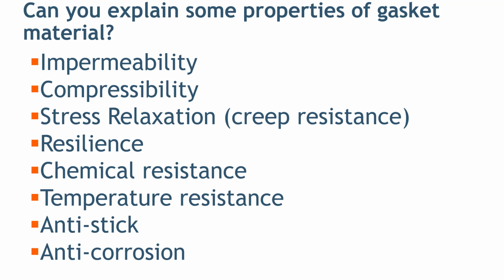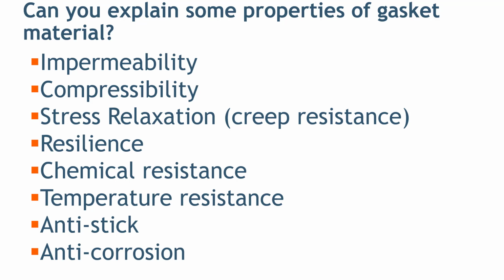Fourth property is resilience. Although normally stable, flanges do move slightly relative to one another under the influence of cyclic temperature and pressure. The gasket should be capable of compensating for such a movement. Fifth property is chemical resistance. The gasket should withstand chemical attack from the process medium being handled. Likewise, the gasket material itself must not contaminate the process medium.